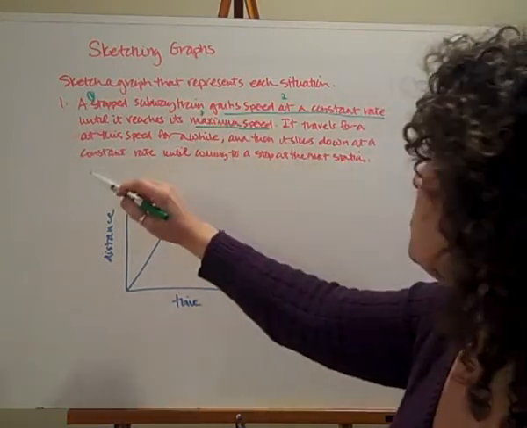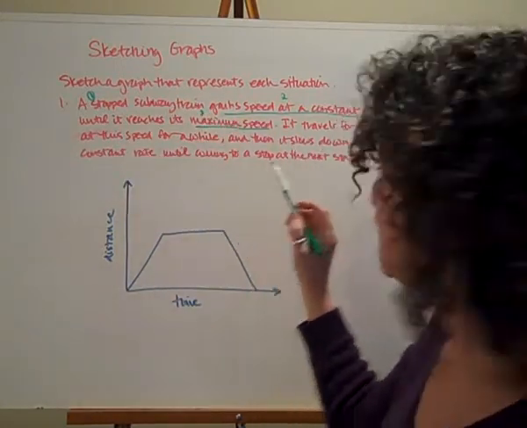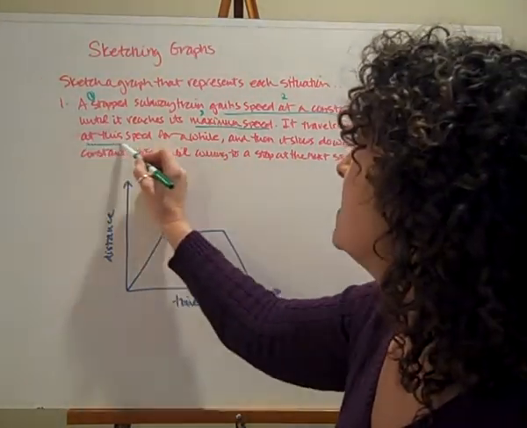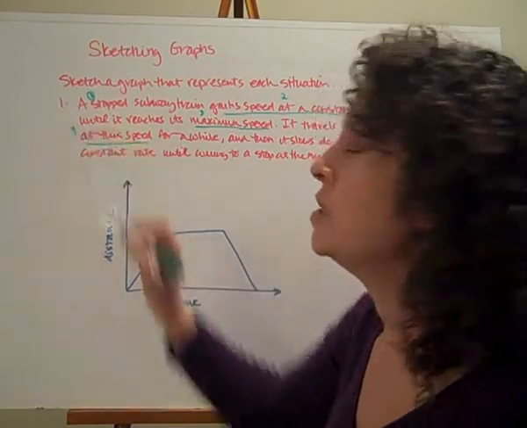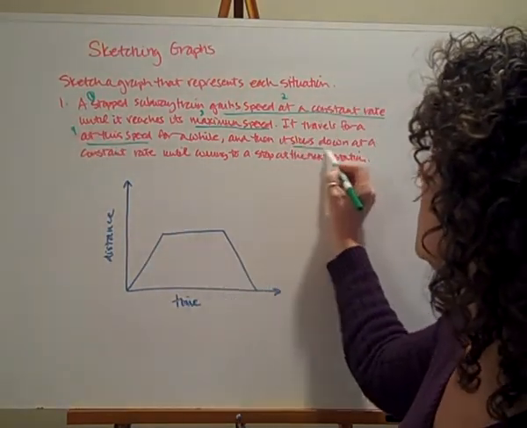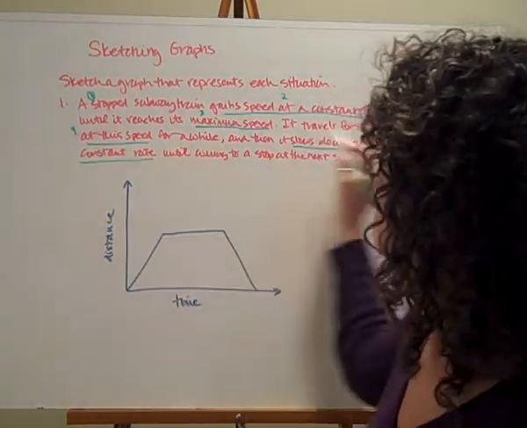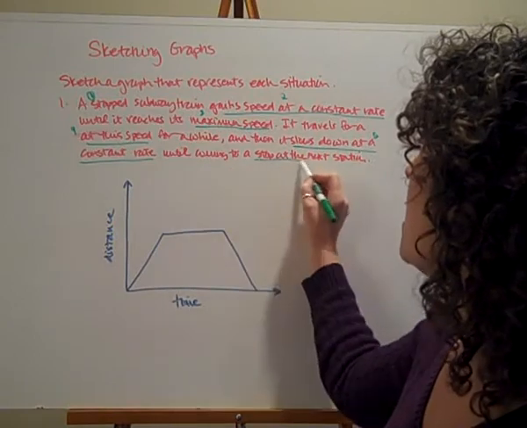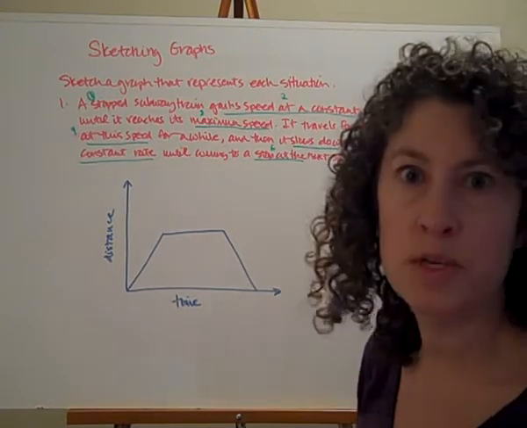It travels at this speed for a while. So it stays at this speed. It's not changing that speed. And then it slows down at a constant rate. This is my fifth part. Slows down at a constant rate until coming to a stop. So then it stops. There's the last piece of my story.